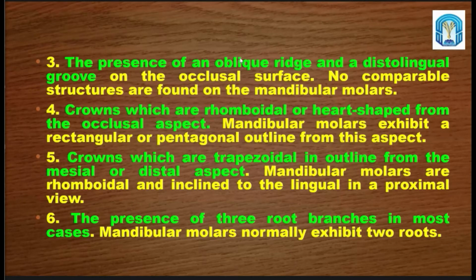Crowns are rhomboidal or heart-shaped from the occlusal aspect. Mandibular molars exhibit a rectangular or pentagonal outline. So, the maxillary molars have a rhomboidal or heart-shaped outline. Crowns are trapezoidal in outline from the mesial or distal aspect. Mandibular molars are rhomboidal and inclined lingually in the proximal view. This is also a difference between the maxillary and mandibular molars. The presence of three root branches is seen in most cases. Mandibular molars normally exhibit two roots.